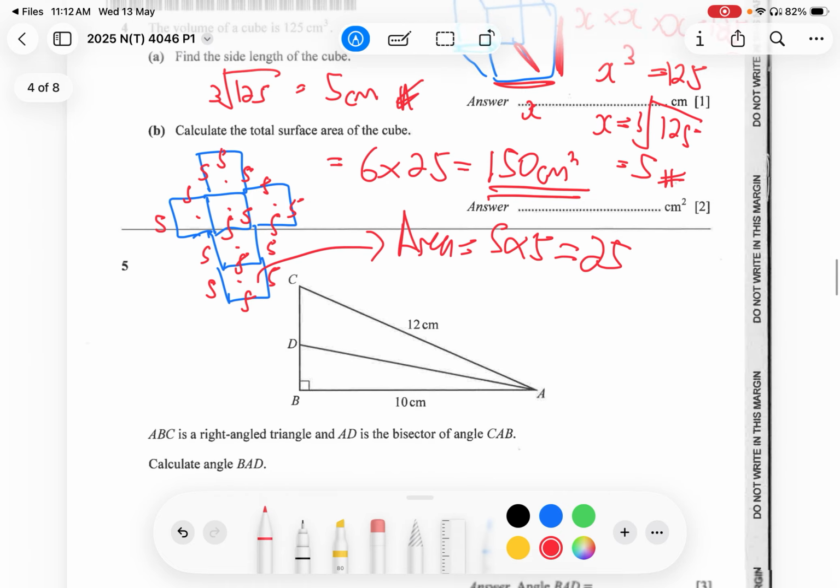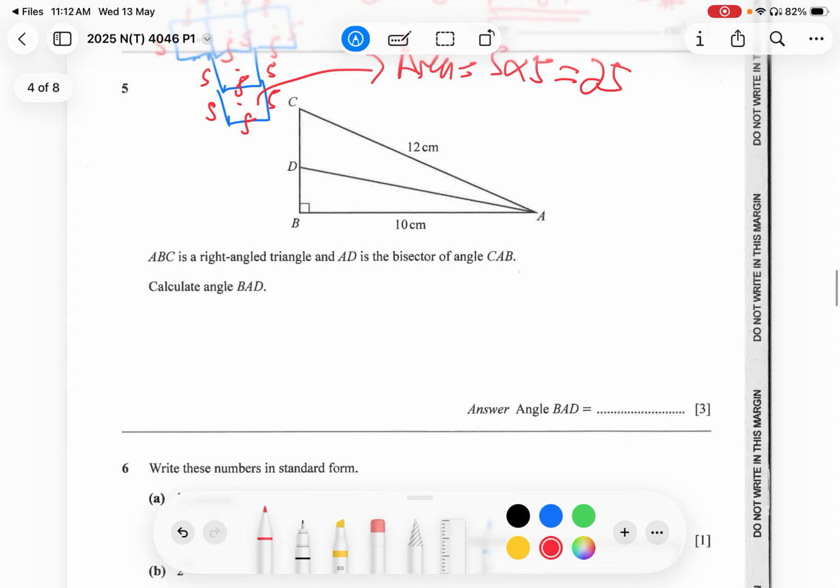Okay, for this part. The next one. ABC is a right angle triangle and AD is a bisector of CAB. So bisector of CAB means these two angles are the same. Calculate angle BAD. What is this angle? So this looks like a right angle triangle. I have the angle here. I must find out this angle, then I can find out the other two by dividing by 2.